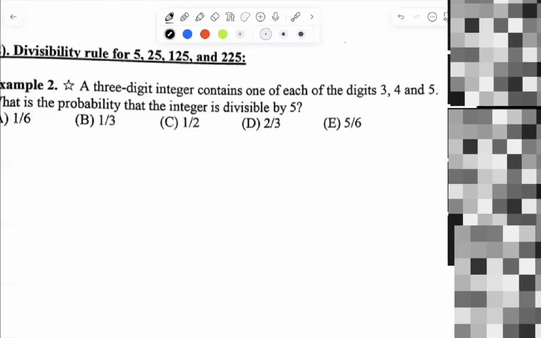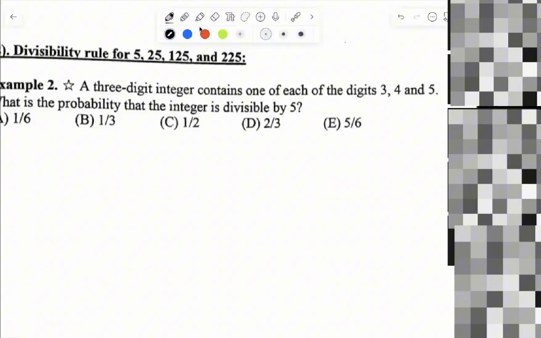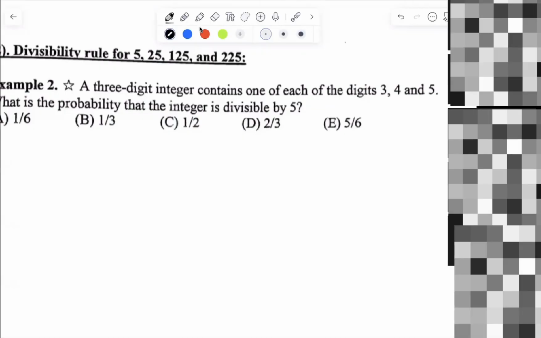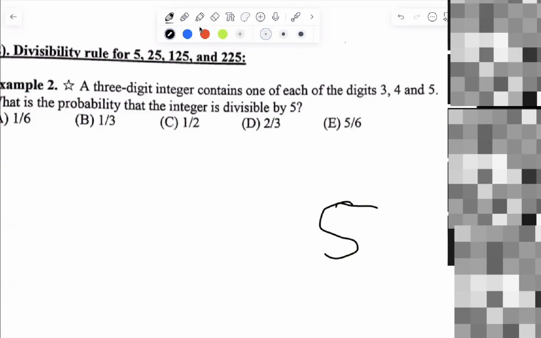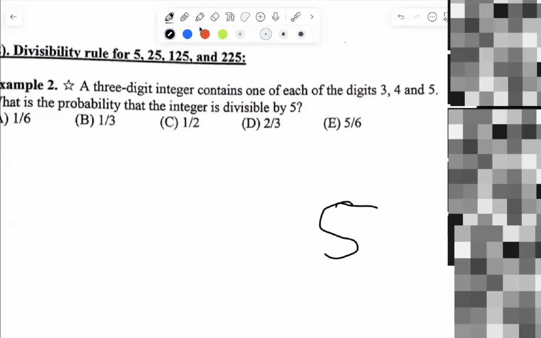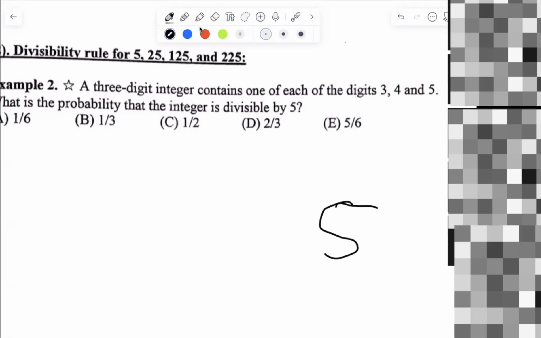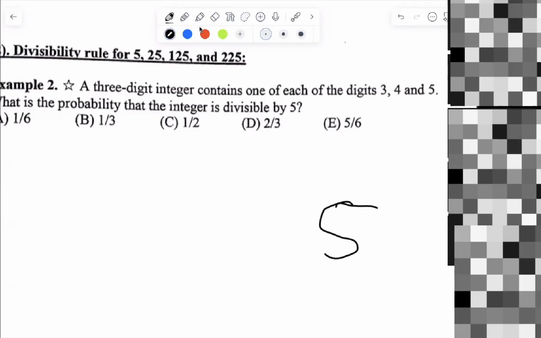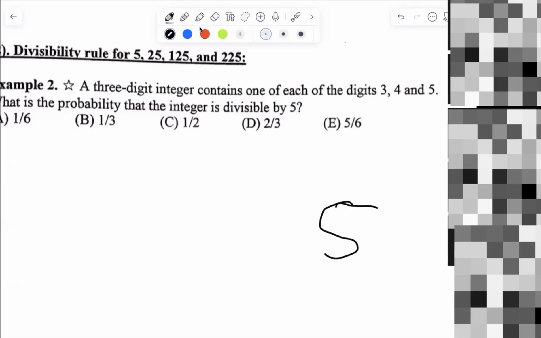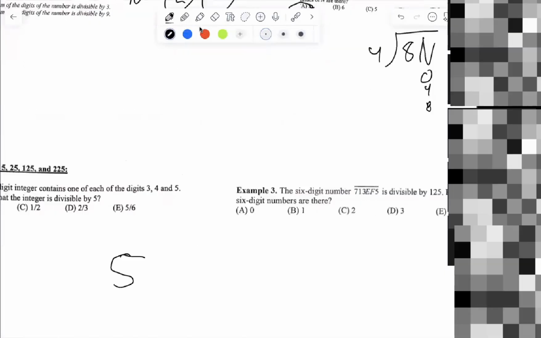Alright, guys, let's get started with this question. Notice that 5 has to be the last digit. Now, what's next? 3 and 4 can be interchanged, meaning they can be in the first or second position. They have two ways. So the number of favorable ways is 2, and the total number of ways is 6, so the probability is 2 divided by 6, or 1/3.